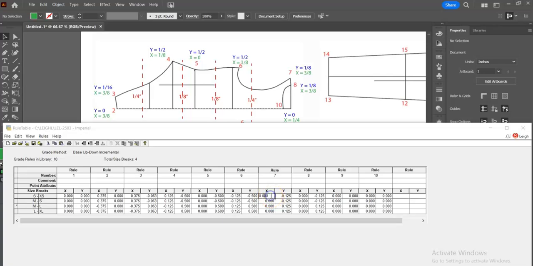And for the 7, I have negative 3/8, negative 3/8, positive 3/8, positive 3/8. This X rule is the same for the 8. My 9 is going to have minus 1/8, minus 1/8, positive 1/8, positive 1/8. And my 10 rule will have negative 1/4, negative 1/4, positive 1/4, positive 1/4. Okay, and I'm going to save this. We'll do the pant grade in the next video, and then we will do a video applying these to the pattern.